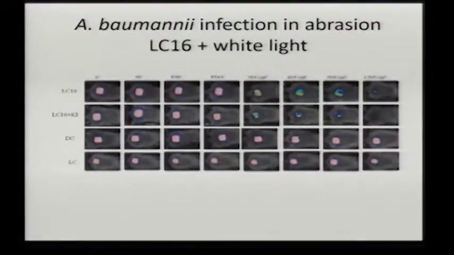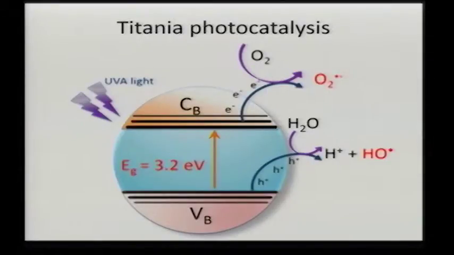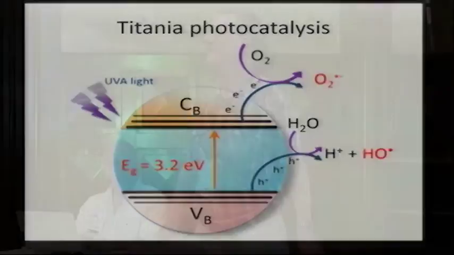White light is a little bit less effective, but a similar sort of thing. Quantify this loss of bioluminescence, and you see about a log better effect when you add the iodide. So the last one I want to tell you about is titania. Titania photocatalysis is actually quite interesting. It's been done for a long time, and it's used industrially.